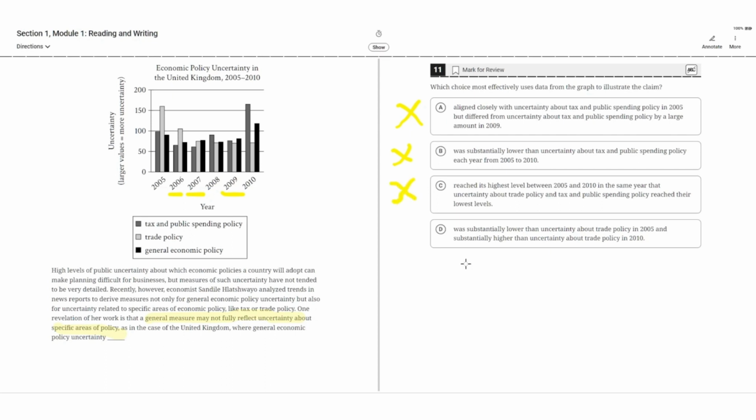So C is incorrect. D was substantially lower than uncertainty about trade policy in 2005, and substantially higher than uncertainty about trade policy in 2010. So this is saying that general economic policy was lower than uncertainty about trade policy in 2005. And this is correct, because the black bar, general economic policy, is smaller than the white bar representing trade policy. And the second part, that general economic policy was substantially higher than uncertainty about trade policy in 2010, is correct also, because the black bar is far taller than the white bar in 2010. So D is the correct choice.